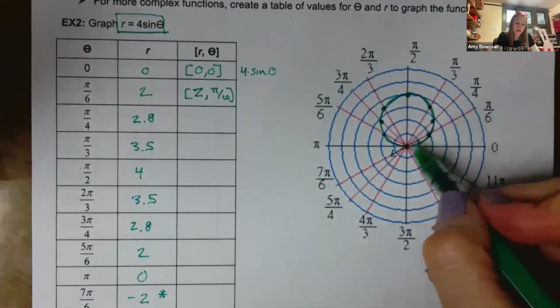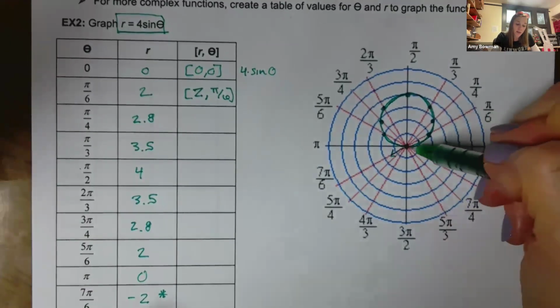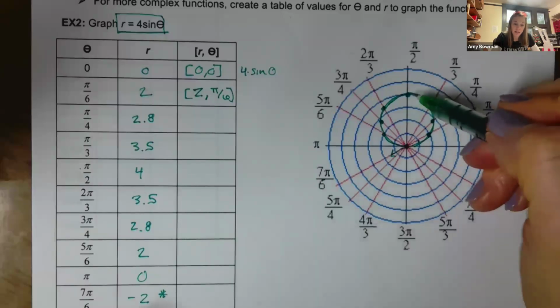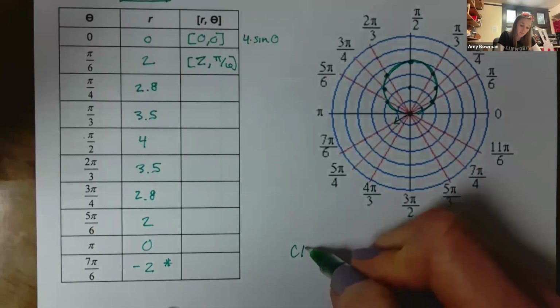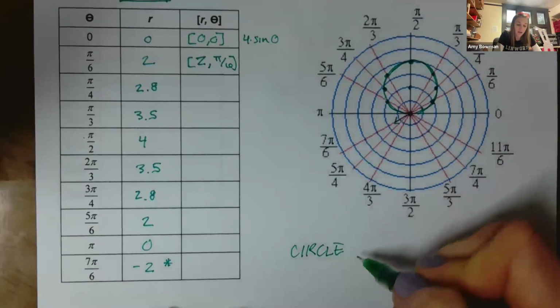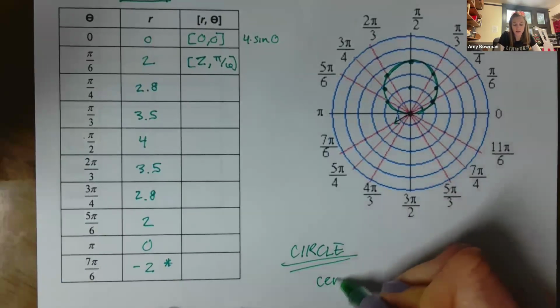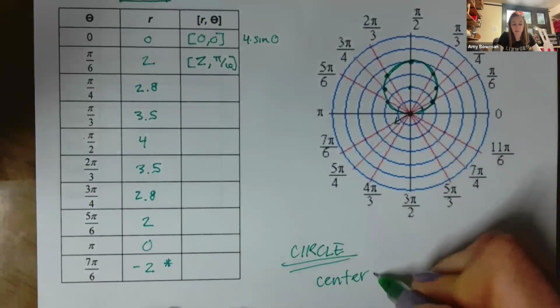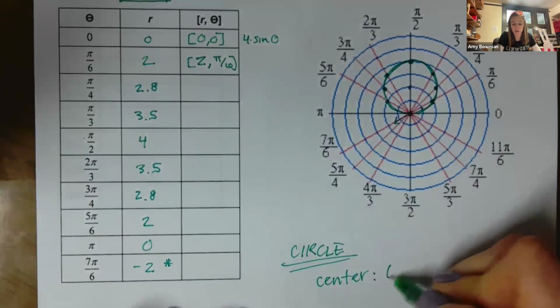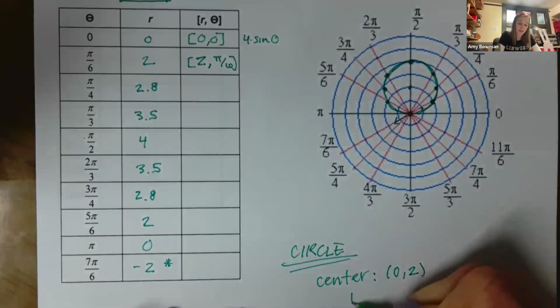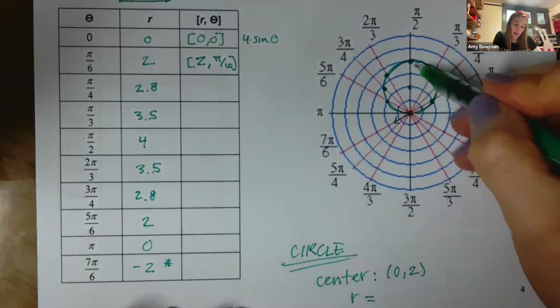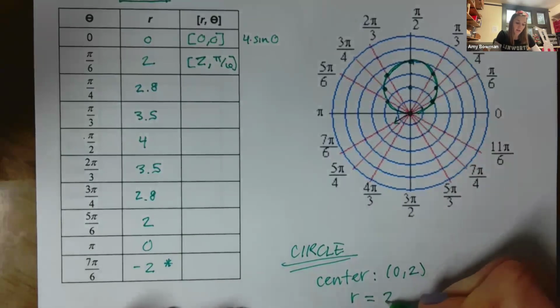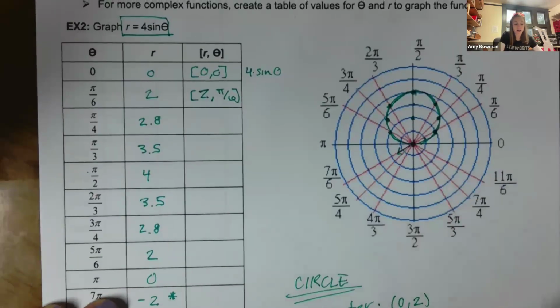It's different down here for 4 sine theta. The center is not at the pole. Since we have a point at 0 and a point at 4 right here, that means we've got a circle with center, in rectangular, at 0, 2. And our radius is 2. So it goes out 2 in both directions. So that is interesting. It's different.